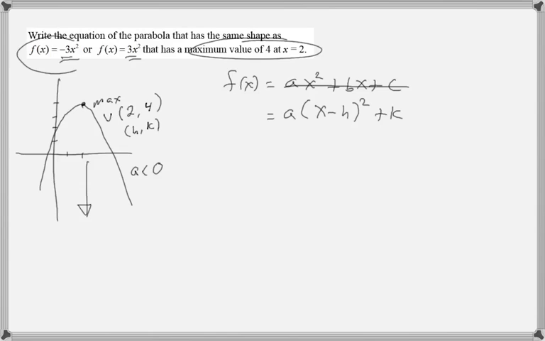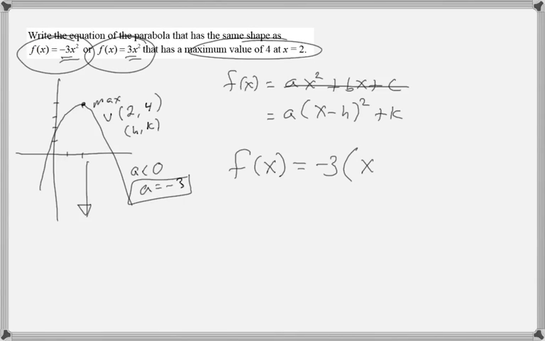And since they've told me the shape has to match either negative 3x squared or 3x squared, I know what the value of a has to be. a is going to have to be equal to, in this case, negative 3. So from there, I can just fill out the formula. f of x must be, a is negative 3, times x minus the x coordinate of the vertex, h is equal to 2, quantity squared, plus the value of k. That's the y value of the max, plus 4, and that's what we're looking for.